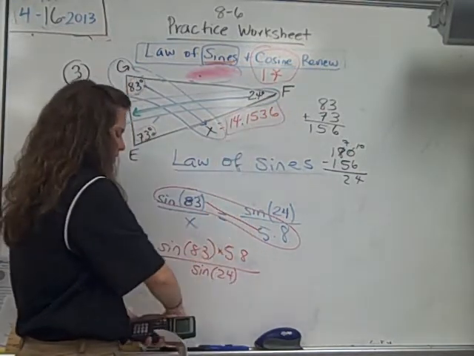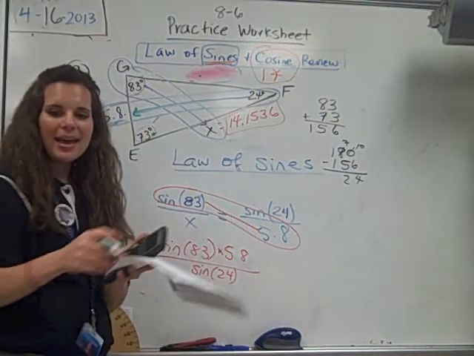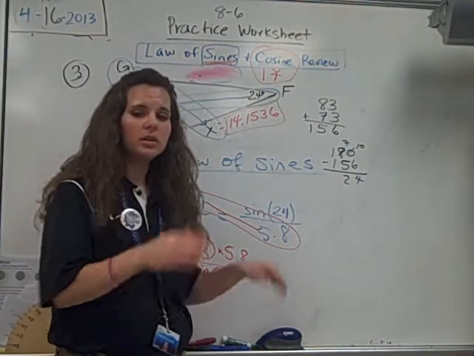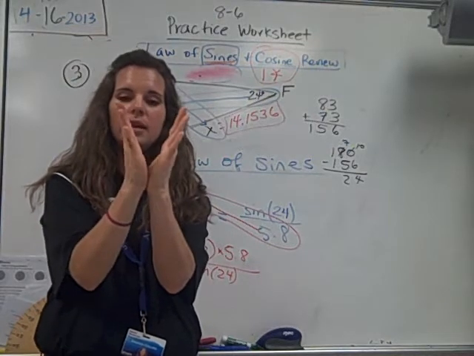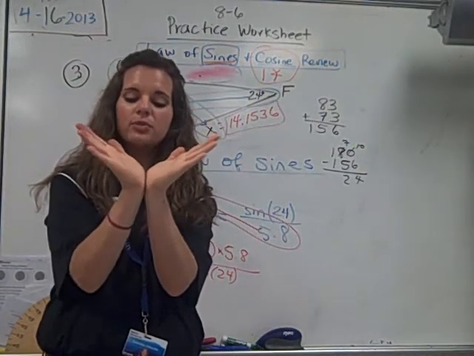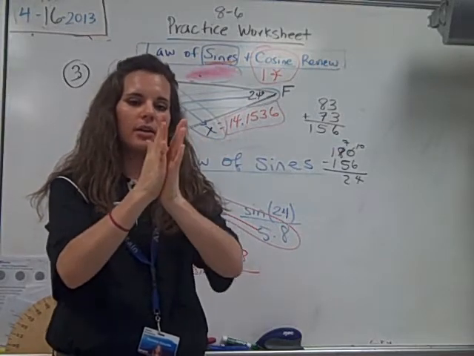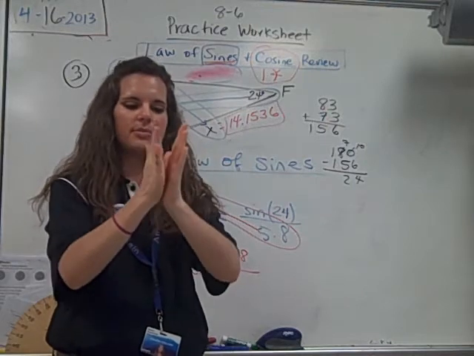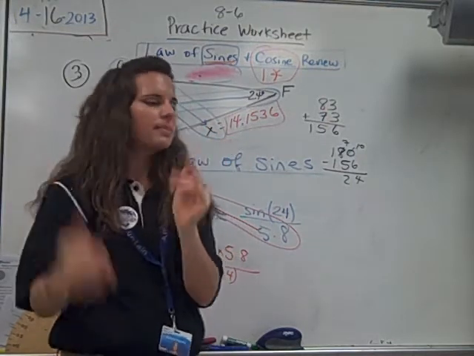Now, does this answer make sense in real life? Take a look at it. What do we know about angles and their opposite sides? If you have an angle and it's really small, the opposite side is going to be really small. But when you have an angle that gets really wide, you're going to have an opposite side that's really long. So it kind of goes together. It corresponds. Smaller angle, shorter side. Your angle gets bigger, your opposite side gets longer.